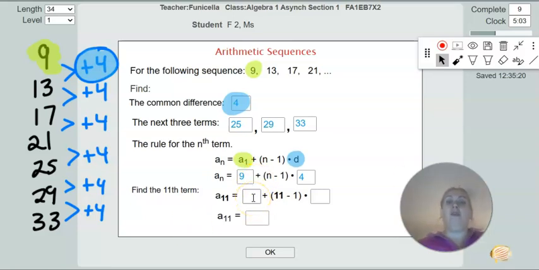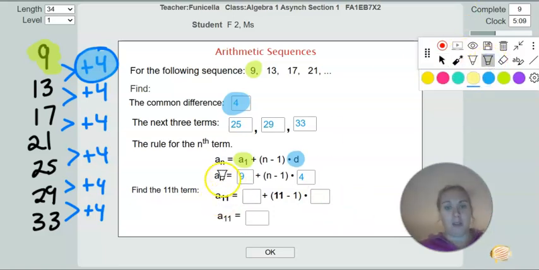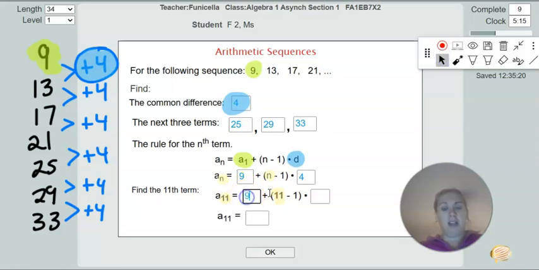Now, if we wanted to use that formula to find the 11th term, we're plugging in 11 for n. So notice where we had n before, now we're just putting an 11 in its place. And we're going to bring down the 9 and bring down the 4. That stays the same.